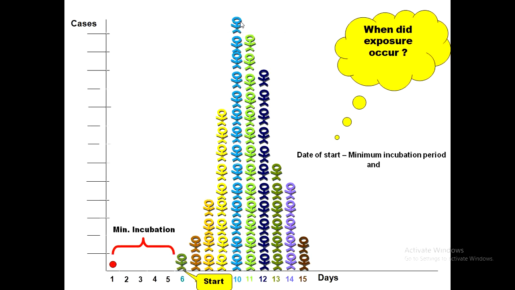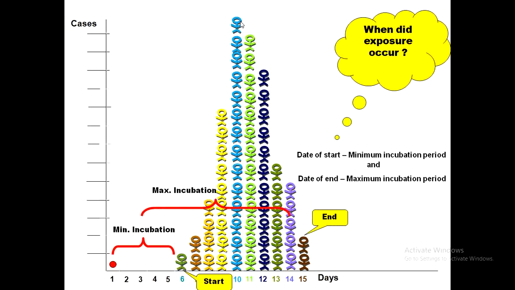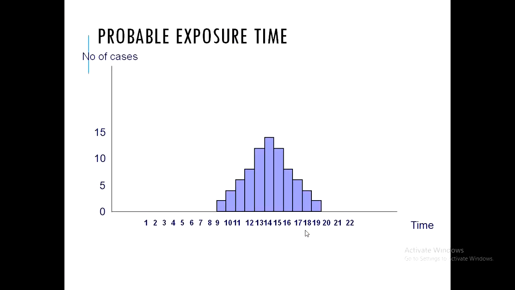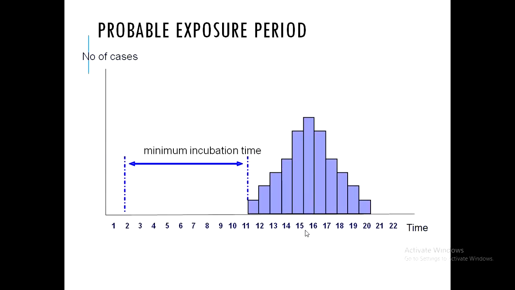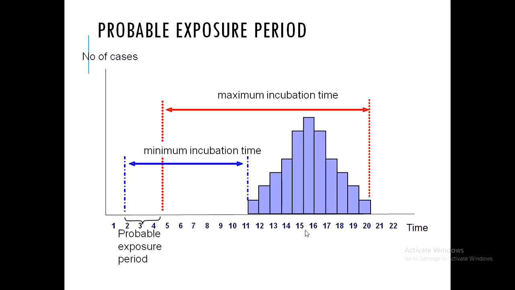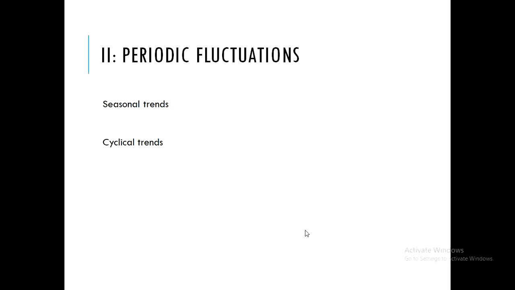The minimum incubation period can also be calculated, in which the single case has occurred. This is the exposure, and this is the minimum incubation period when the first case appeared. And this is the maximum incubation period, where the last cases have appeared. So we can calculate the probable exposure time, minimum incubation time, maximum incubation time, etc.